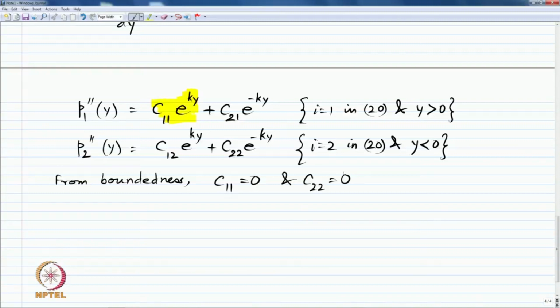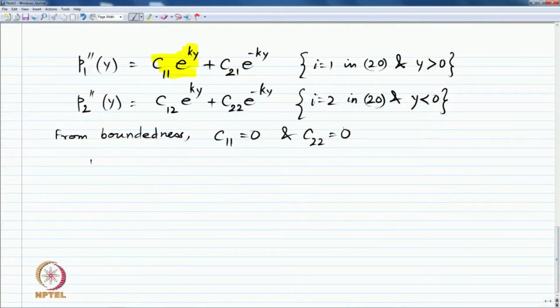So, now we are in a position to write down the general form of the static pressure in fluid 1 and 2, which is our single primed quantity.